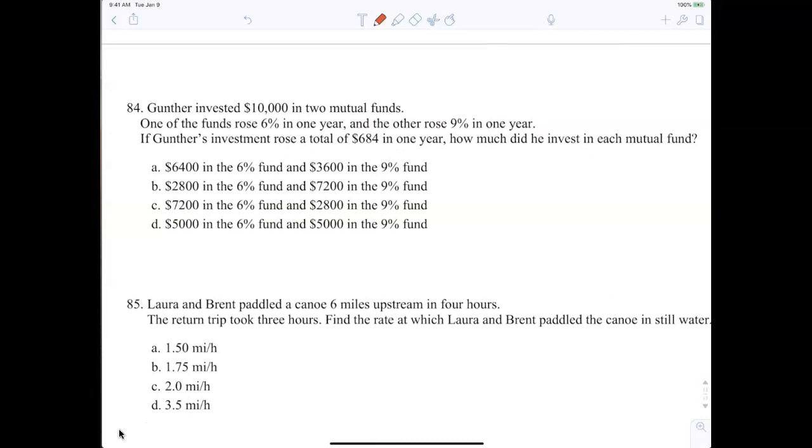Alright, so number 84, we're just going to talk about setting these up. So he invested $10,000. So it was X plus Y equals 10,000. Then some of it was at 6%, so that's 0.06X plus 0.09Y, and he had a profit of $684.